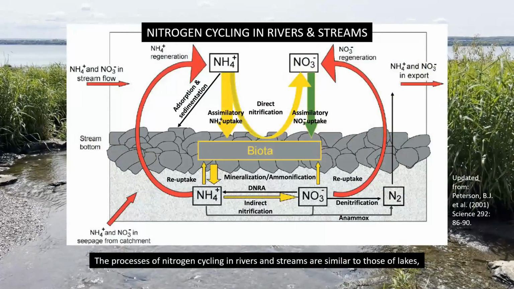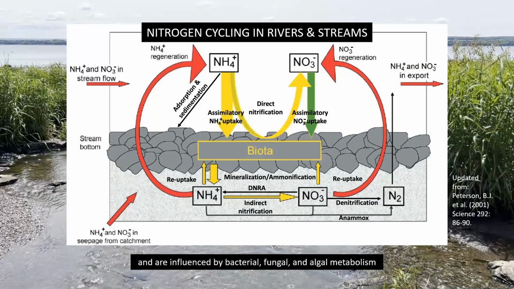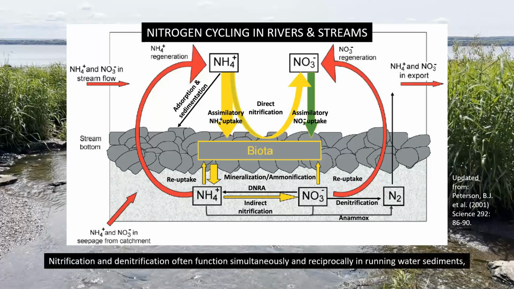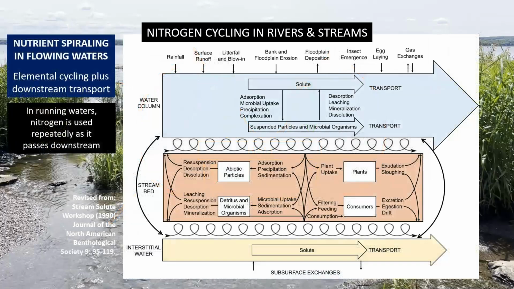The processes of nitrogen cycling in rivers and streams are similar to those in lakes, and are influenced by bacterial, fungal, and algal metabolism. Nitrification and denitrification often function simultaneously and reciprocally in running water sediments, where many microzones of steep redox gradients occur in the hyporheic zone of the streambed.